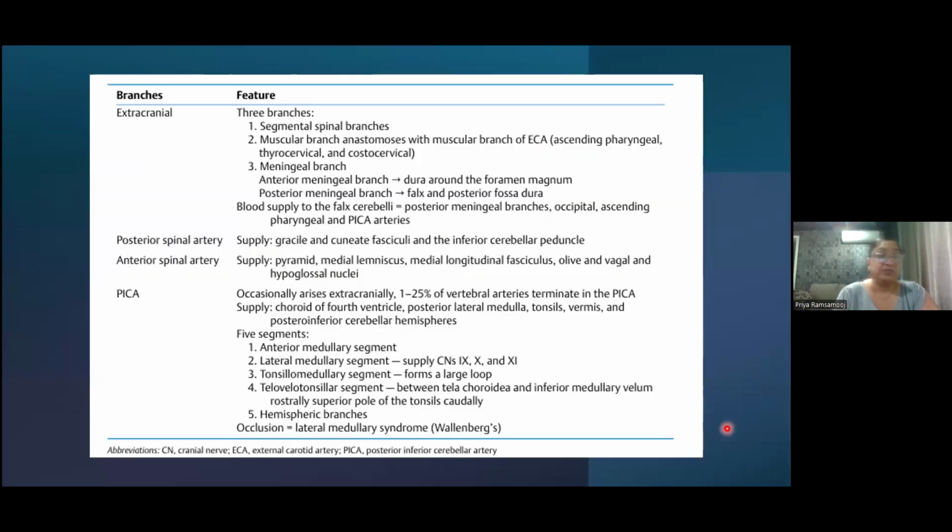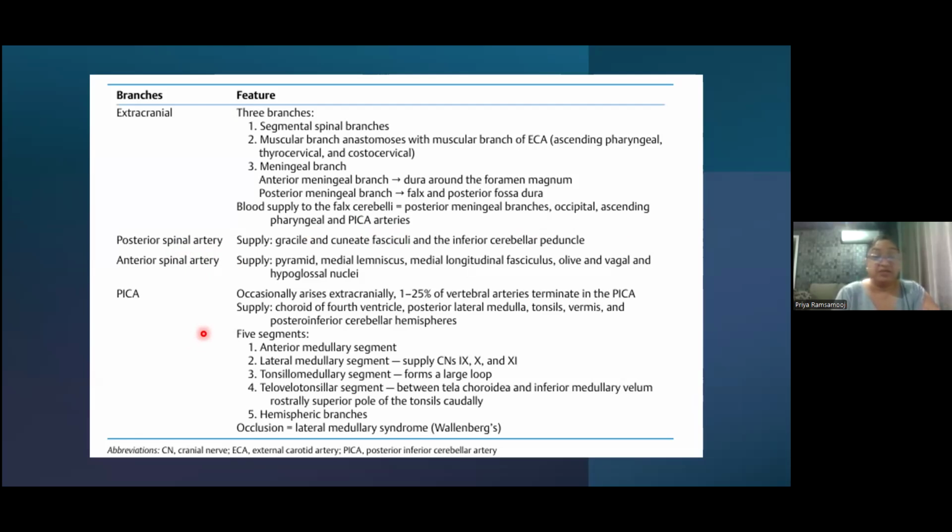Now, this table gives us a beautiful summary of everything that we've just said. It's really the quick hit table: extracranially you have your three branches, like we spoke about, spinal, muscular, and meningeal branches. Importantly, blood supply to the falx would be from your posterior meningeal branches as well, occipital, ascending pharyngeal, and PICA arteries. We've gone through the posterior spinal as well as the anterior spinal. The PICA occasionally can arise extracranially, but 1 to 25% of vertebral arteries terminate as PICA, and that's important for us to know as a variant anatomy.